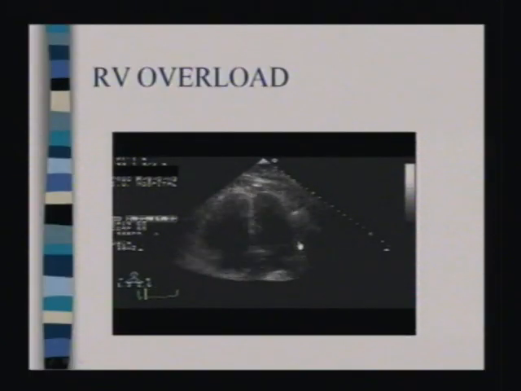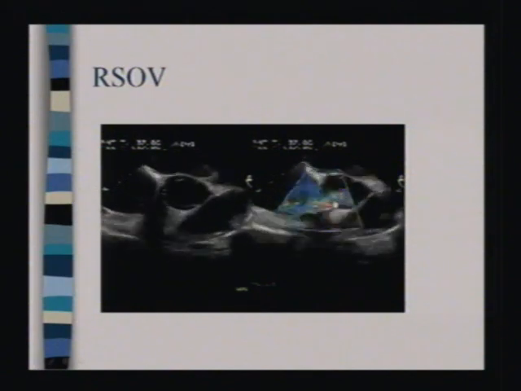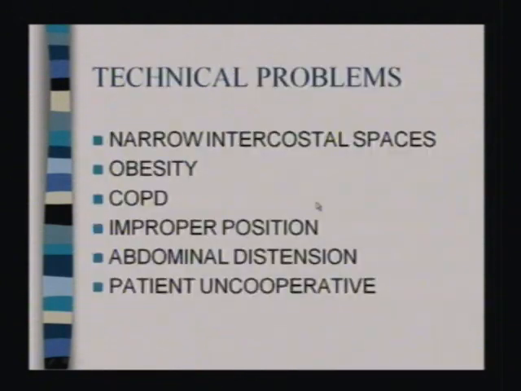This is a patient of RV overload with RV dysfunction. LV is normal, RA-RV is dilated. And this is another patient I told you of the right ruptured sinus of Valsalva where there was a frozen picture. Now you can see a mobile picture of this patient. Same way the flow going through the ruptured Valsalva.